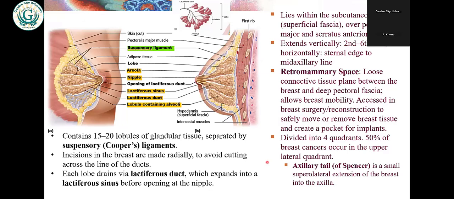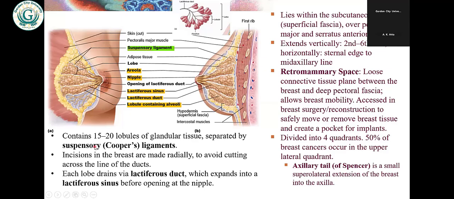Now, these 15 to 20 lobes of glandular tissue, you see that they are separated by this white thing that you are seeing, what we are calling the suspensory ligaments of the breast, or the Cooper's ligament. You can see that they extend from the dermis of the skin to the pectoral fascia. This is the pectoralis muscle. So the fascia around the pectoralis muscle is what we call the pectoralis fascia.